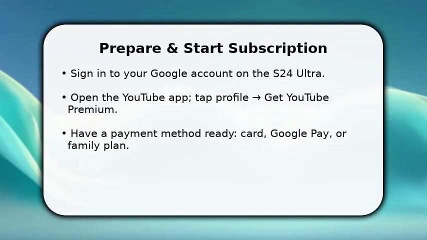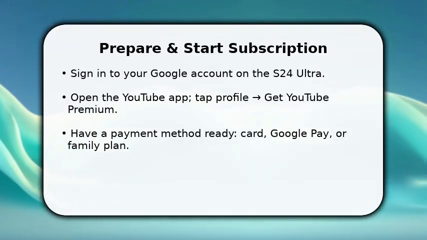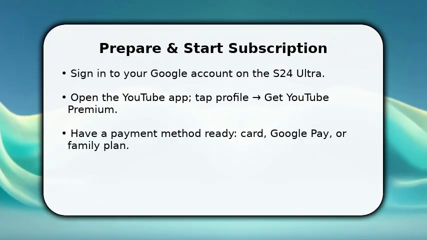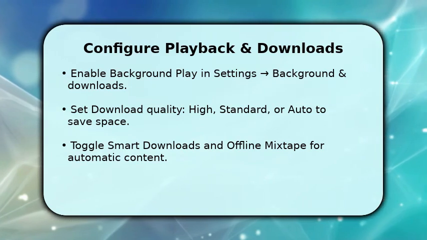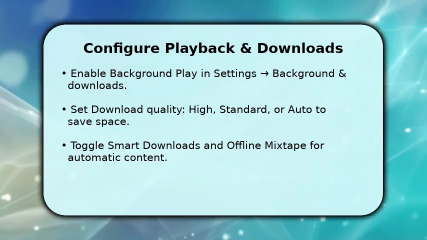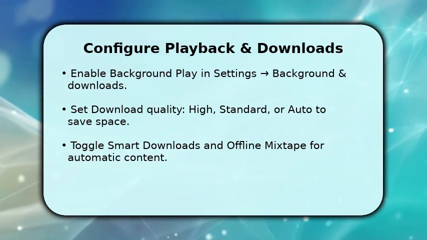Make sure your S24 Ultra has current Play Store and YouTube updates. Outdated apps can block the subscription flow. After purchase, you configure how Premium behaves on your S24 Ultra so it matches your habits.